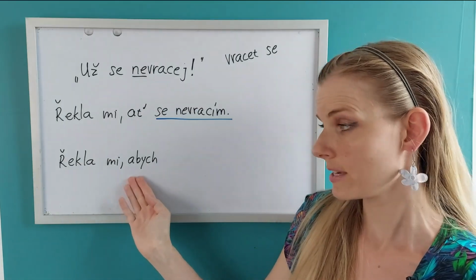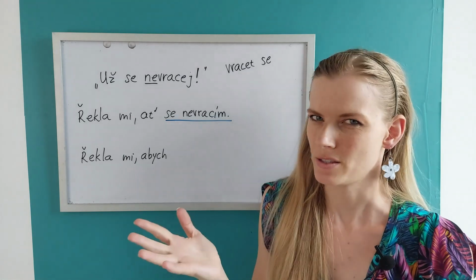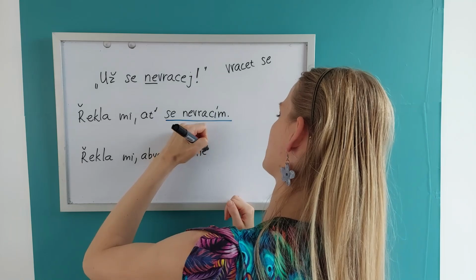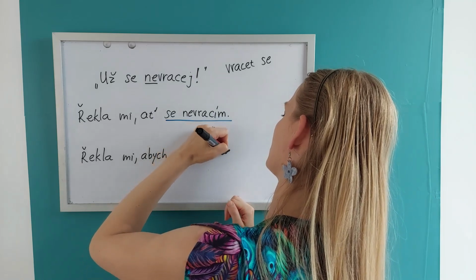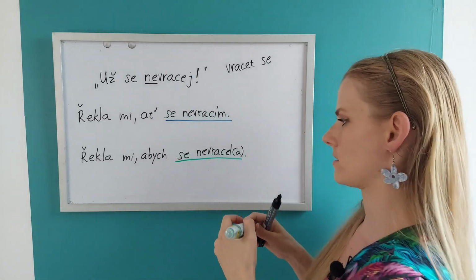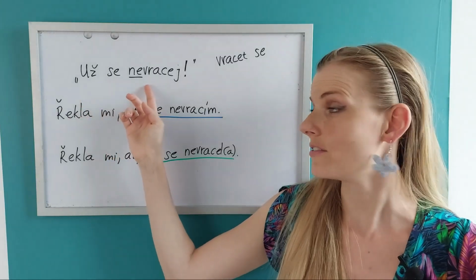Now the second. Řekla mi, abych. And abych is followed by a part of a past tense. Abych se nevracela. This is the past tense, or part of it. Let's read these together. Už se nevracej.